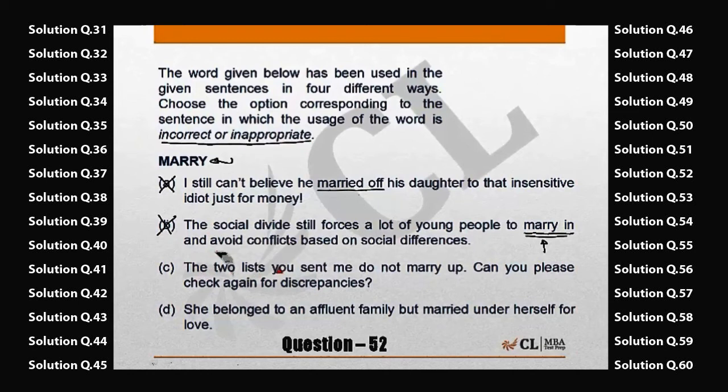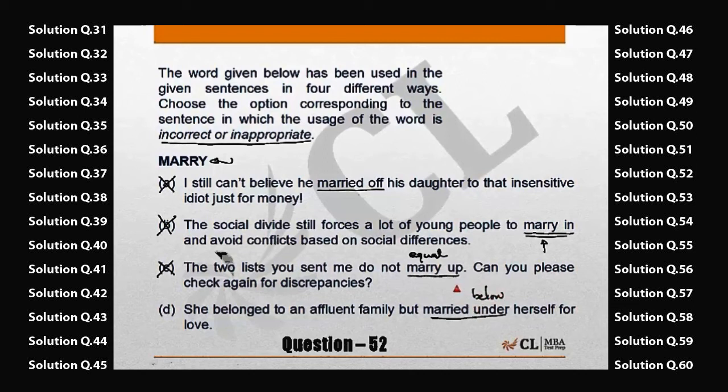C. The 2 lists you sent me do not marry up. Marry up means being equal. This would also be correct, therefore eliminated. So it's basically D. She belongs to an affluent family but married under herself for love. It is marrying below one's social strata or status. So it will be married below, not married under.